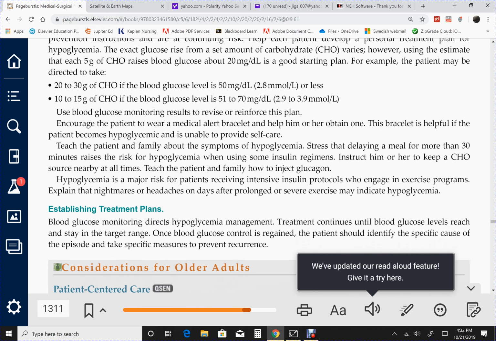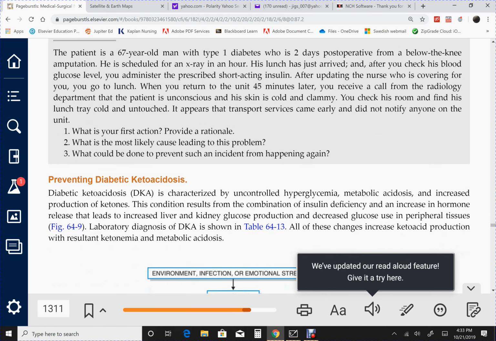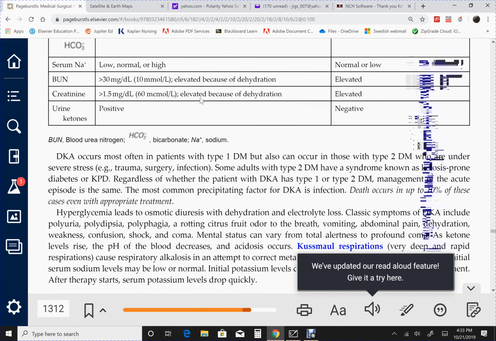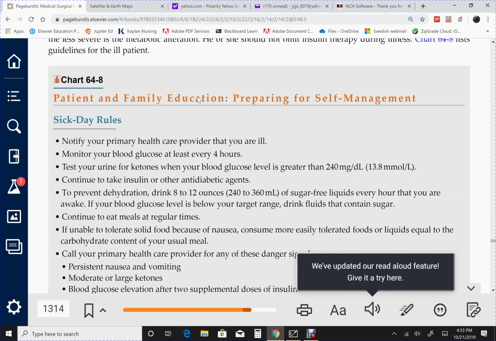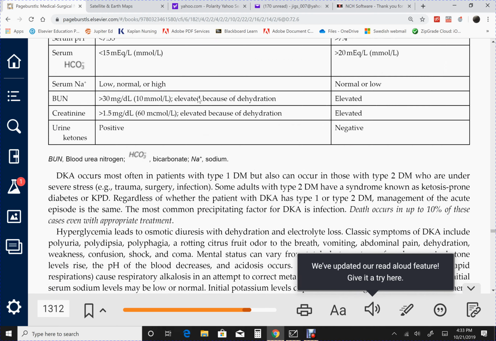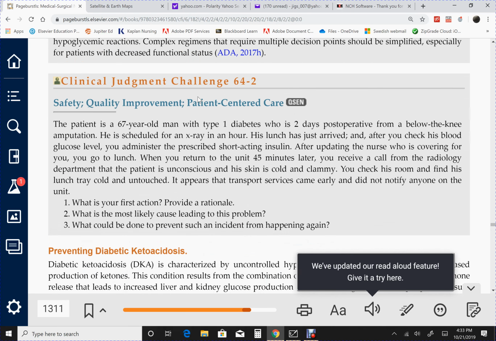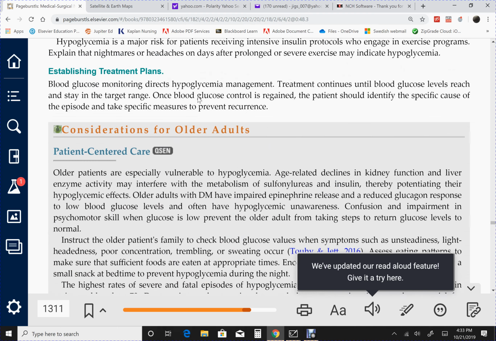And that's it. This is the end of your class. As I mentioned on the first hour, we will cover preventing DKA, management of DKA, same thing for HHS, as well as prevention. Here we'll cover sick day rules, which is chart 64-8, but again, this will all be discussed and tested in your 5th semester. Okay, so we will go back to this part of chapter 64 in your 5th semester in NUR 205. Thank you.